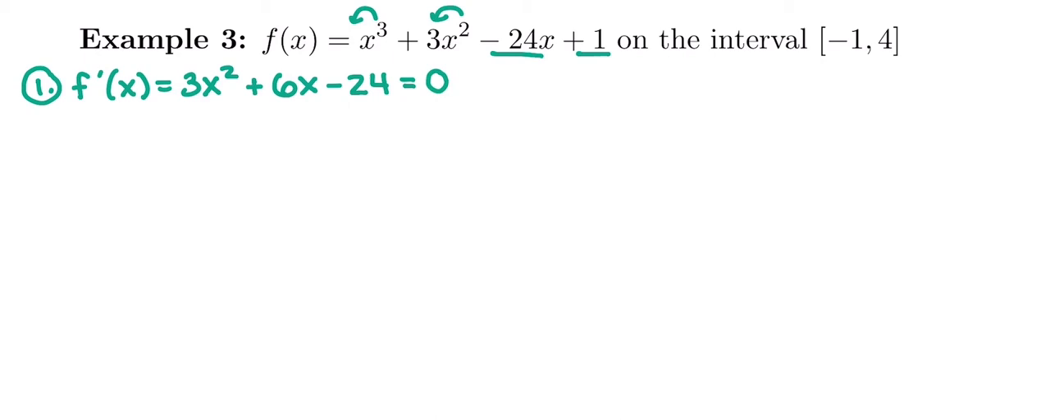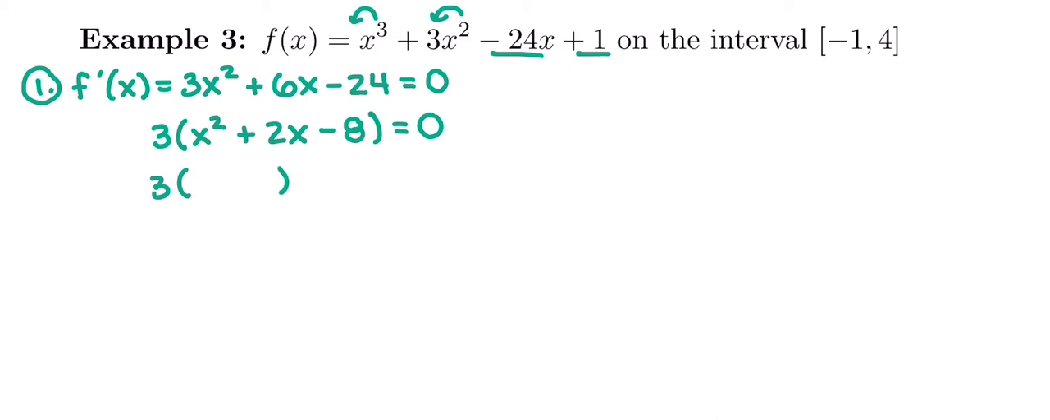So one thing I see I can pull out is a 3. So I have 3 times x squared would give me 3x squared. 3 times a positive 2x will give me positive 6x. And 3 times a -8 will give me -24. So you can pull out that greatest common factor of 3, and then I can continue trying to factor this.